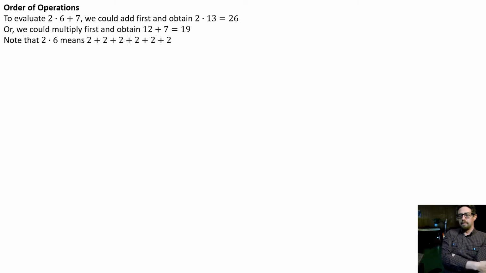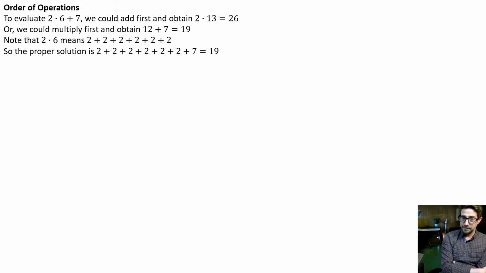So multiplication is like short for addition. So 2 times 6 really does mean 2 plus 2 plus 2 plus 2 plus 2 plus 2. So if you wrote it out like that, you'd notice that that expression really means 2 plus 2 plus 2 plus 2 plus 2 plus 2 plus 7. Which is 19, right? Which is 12 plus 7, which is 19.